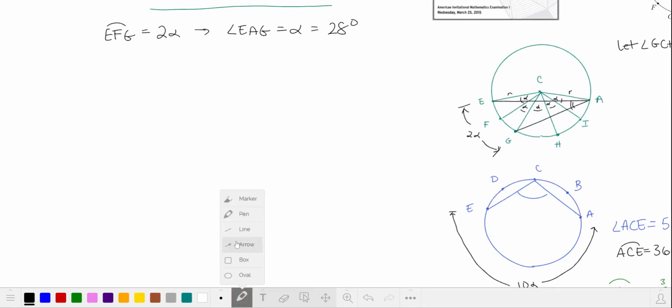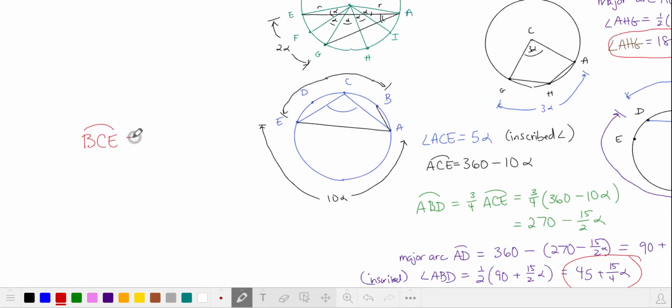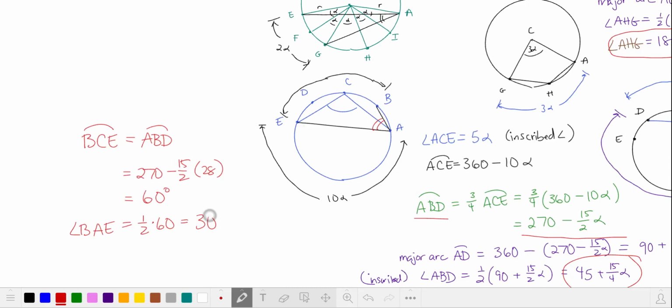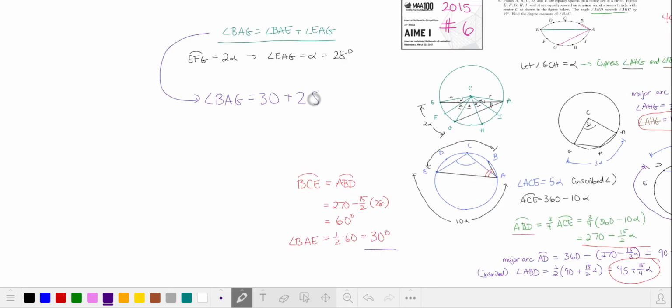Now we'll find angle BAE, also an inscribed angle for this other circle. It cuts off this arc from B to E. Notice that arc BCE is the same length as arc ABD because each of these points are equally spaced. And we already found ABD here in terms of alpha, so we can substitute 28 degrees, and this is equal to 60 degrees. So our inscribed angle here, BAE, is half of that, or 30 degrees. So we'll add these together, 30 and 28, and our answer is 58.